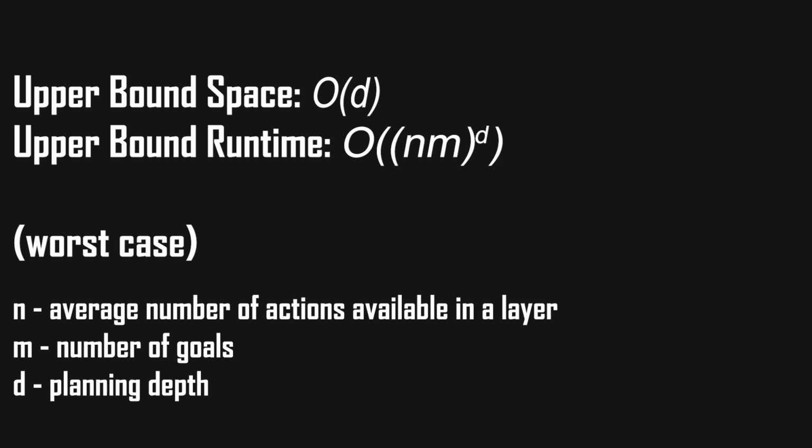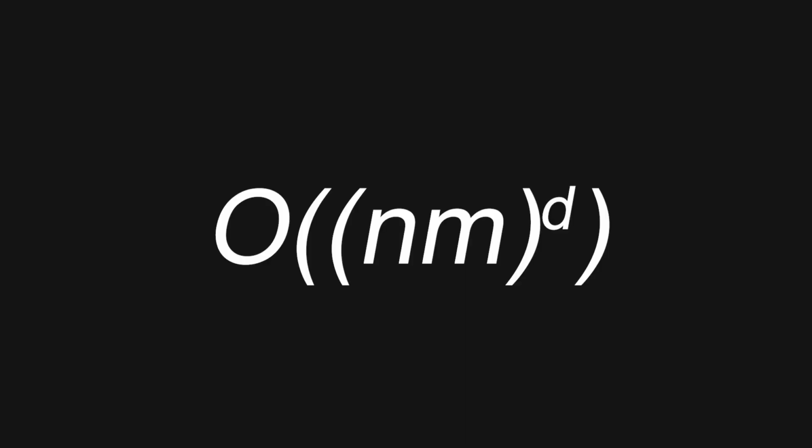Our depth-first search approach is O(D) in memory and takes O((N times M) to the power of D), with N being the average number of actions and M the amount of goals, and D being our planning depth, meaning our algorithm has exponential runtime. Obviously, we are asking ourselves the question right now: how can we reduce runtime? Unfortunately, I don't know of any way to reduce the runtime in the worst case, and I don't think anybody else knows either, but we could try to improve the average case.